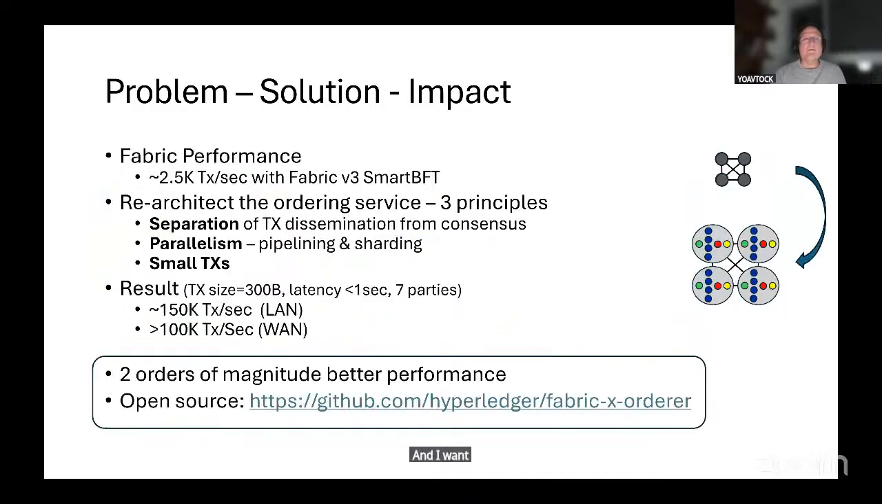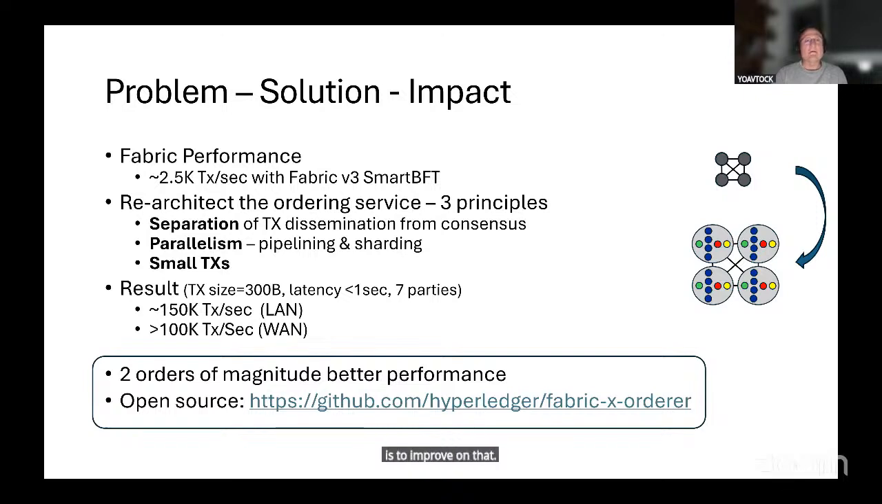And I want to start by doing an overview of what the problem was that we tackled, what the solution was, and what the impact is. So the problem is that Fabric performance today with Fabric version 3 with Smart BFT is around 2.5K transactions per second. And this is not good enough for the future of decentralized finance, of asset trading, etc. So what we wanted to do is to improve on that.